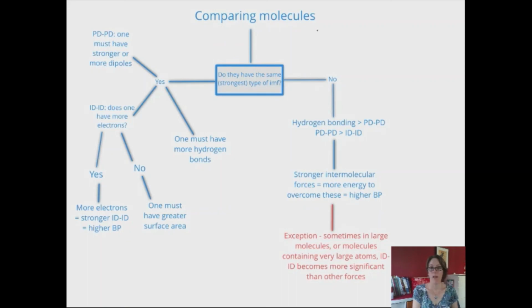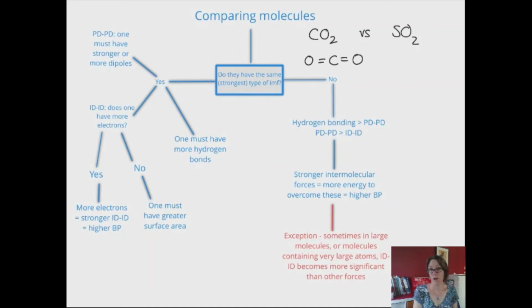Last example we're going to look at, carbon dioxide versus sulfur dioxide. You need to be a little bit careful with these two, not just jump to conclusions and think that maybe they've both got dipoles and therefore we're just looking at electronegativity. It's more complicated than that.